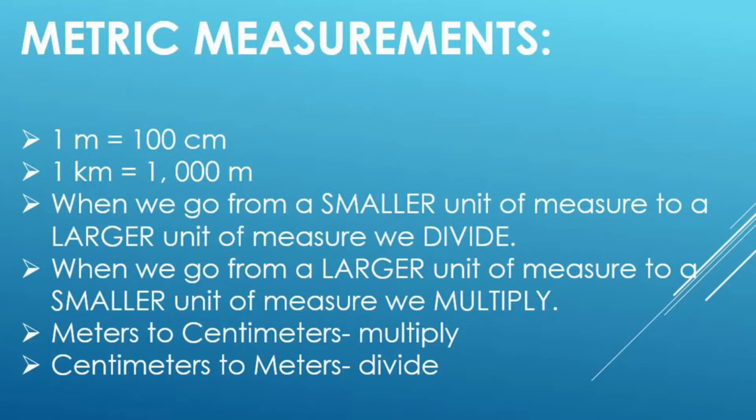And when we want to go from different units, if we're going from a larger unit to a smaller unit, we're going to multiply. But if we're going from a smaller unit to a larger unit, then we would divide. For example, if I'm going from meters to centimeters, I'm going to multiply. Or if I'm going from kilometers to meters, I'm going to multiply. But if I'm going from meters to kilometers, then I would divide.